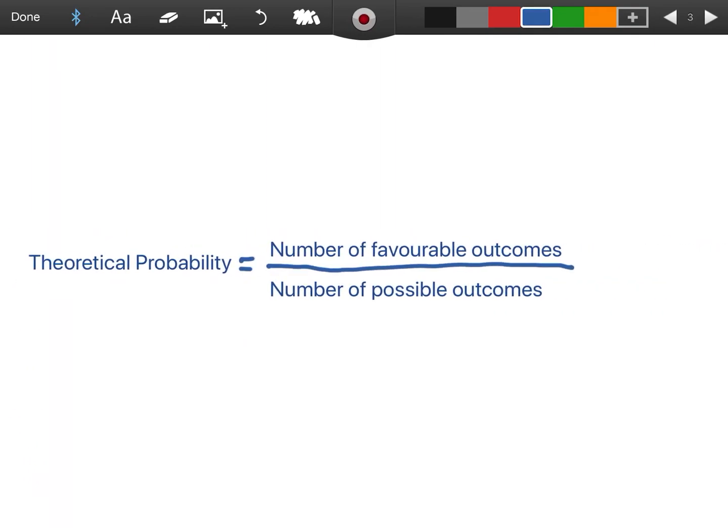Theoretical probability is looking at what could possibly happen. So we're looking at the number of possible favorable outcomes versus the number of possible outcomes. So say, for example, we go back and we look at that bag of tiles. Let's pretend that there were 10 tiles in the bag and only 3 of those were red. So we'd have a theoretical probability of 3 out of 10. So let's get into this and apply it.